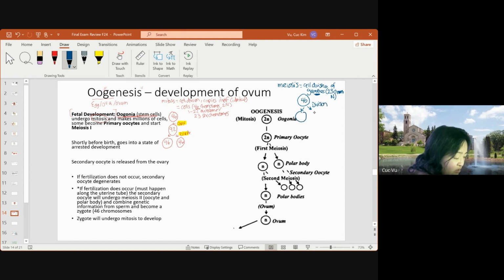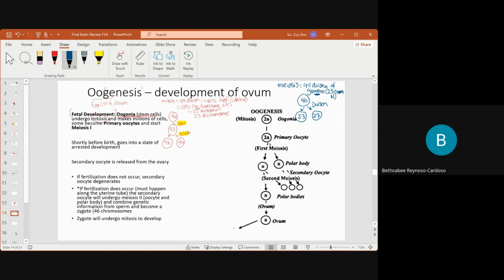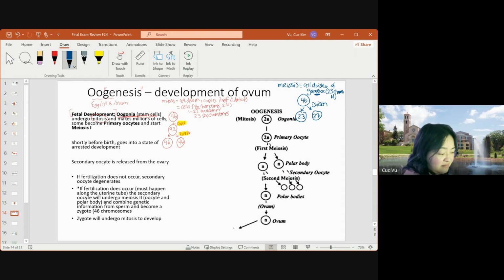So now there's going to be two cells, half of which goes on this side, half of which goes on this side. Are these two cells identical? Not necessarily. Why? That's a great question, because the 23rd pair could either be an X and an X, or an X and a Y. So they may not be identical.